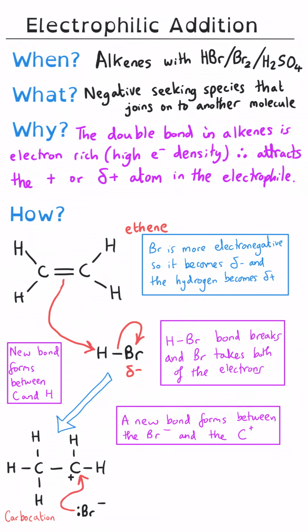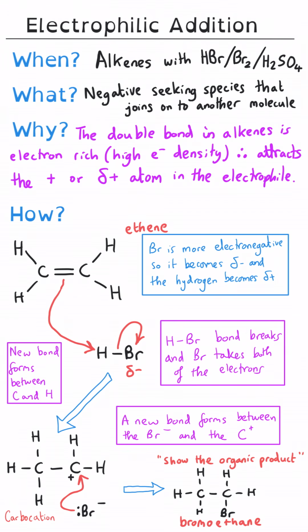And then if you were asked to do this in an exam question, this is where you're likely to end your work, unless you have been asked to show clearly the structure of the organic product. And if you have been asked that, then obviously that's what you must do. And in our case, this is what the organic product would look like. And if you'd been asked to name this product, we would simply call this bromoethane.